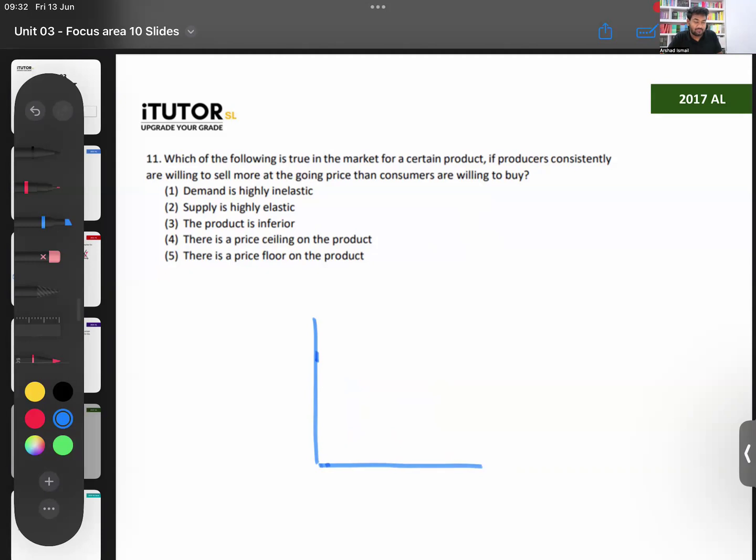This might not be a maximum price question also. Which one? Producers are willing to sell more. That means the quantity supplied is higher than what the consumers are willing to buy. So quantity supplied is higher than the quantity demanded. When do you have this? In a maximum price or a minimum price? When is the producer willing to sell much more than what the consumer is willing to buy?